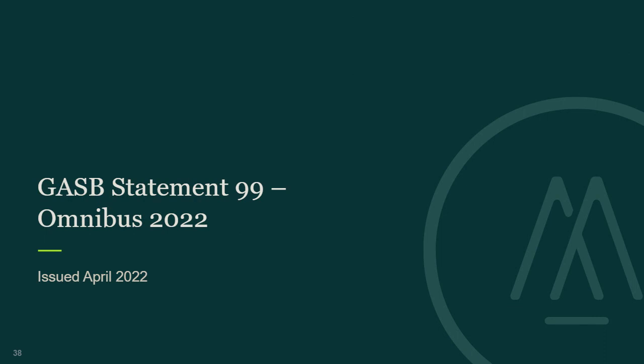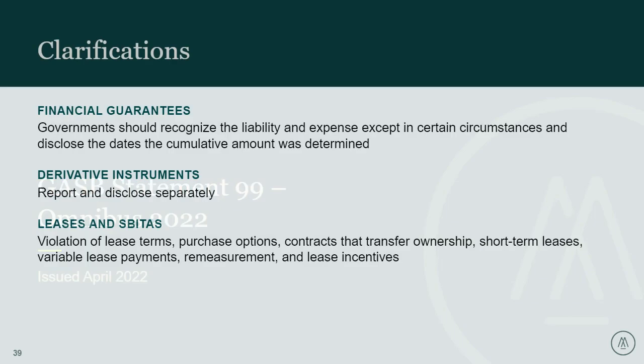So statement 99, that makes me think of if you're an auditor or used to be an auditor, statement 99 was a pretty juicy one in auditing standards that was related to fraud that was very interesting. With GASB statement 99, we just have an omnibus. So not quite as interesting. An omnibus is really just some housekeeping that we're going to incorporate. So not going to spend a lot of time on these, but here are some of the key provisions.